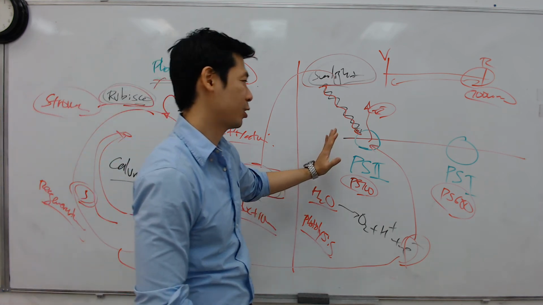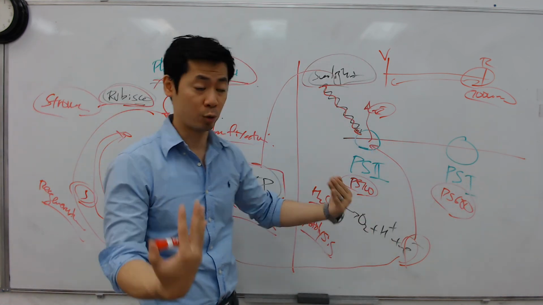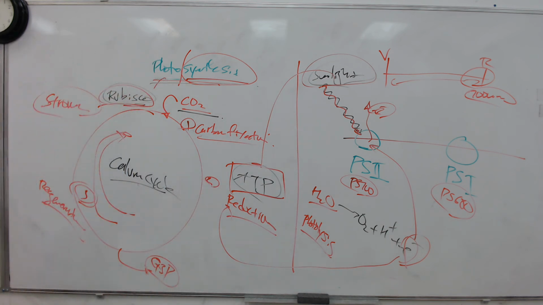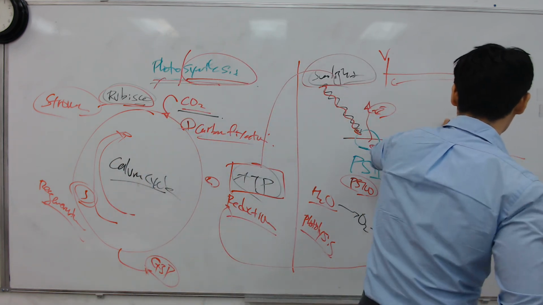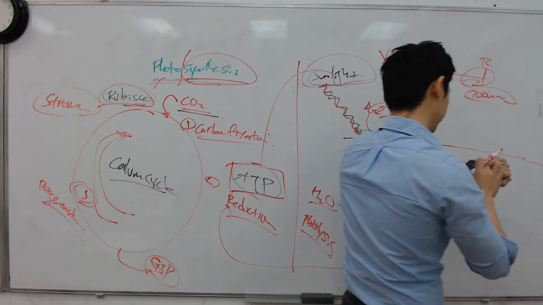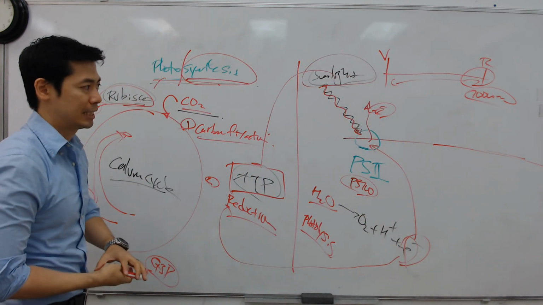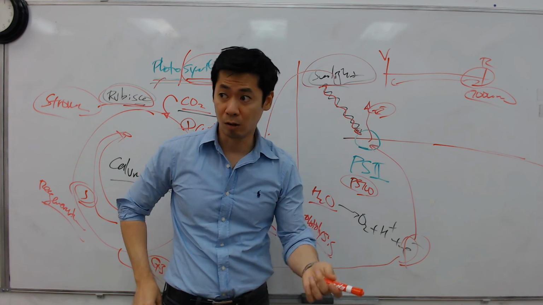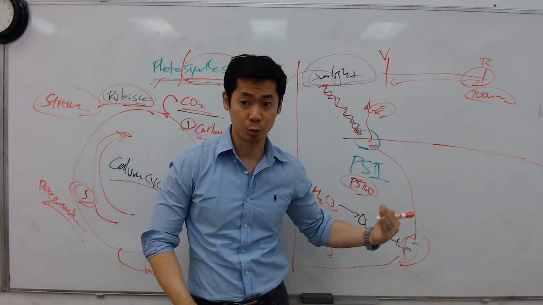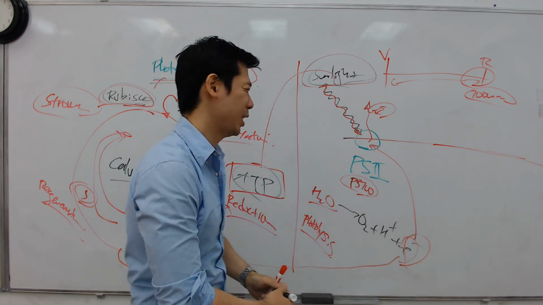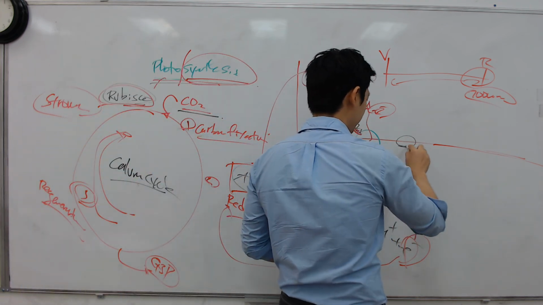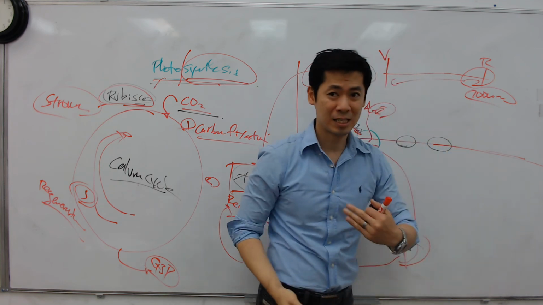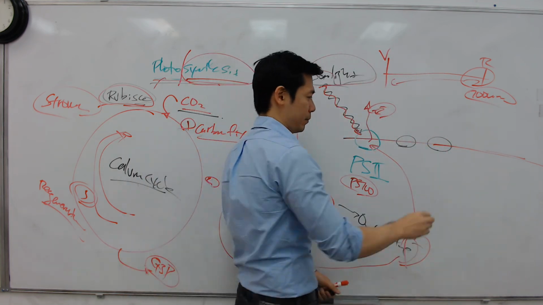So now is the conversion to ATP. What's going to happen is this electron now becomes what they call a high energy electron. This electron has a relatively high energy now. So what they have here is these proteins called cytochromes.